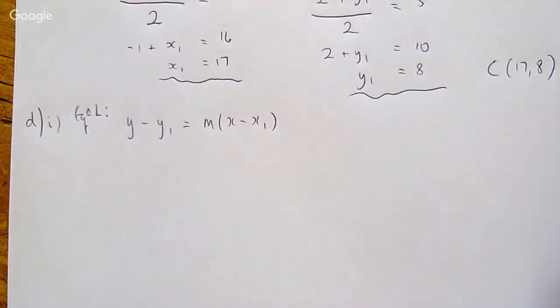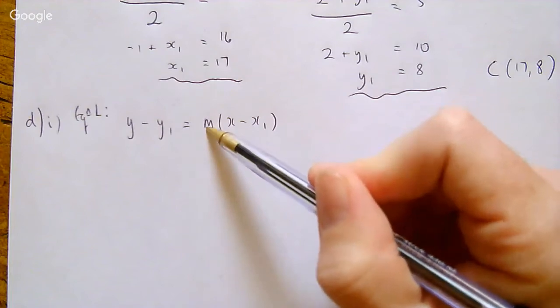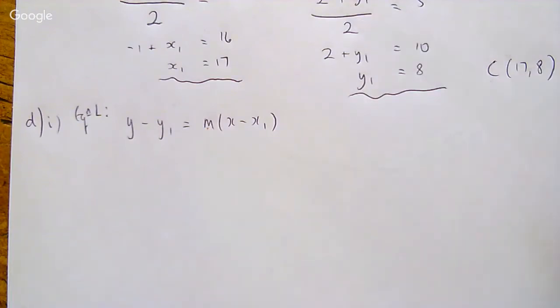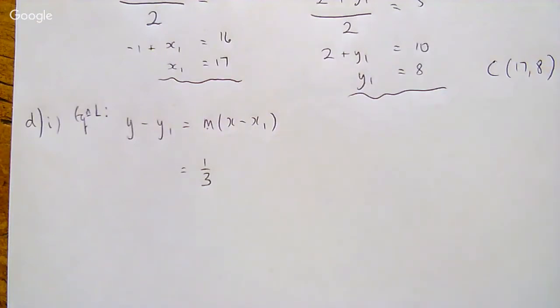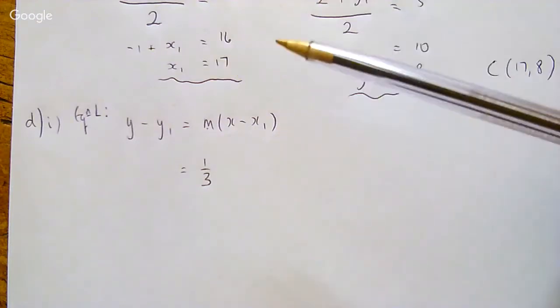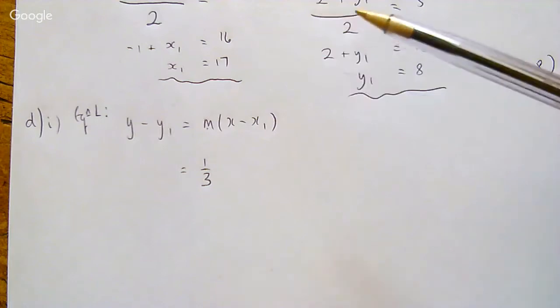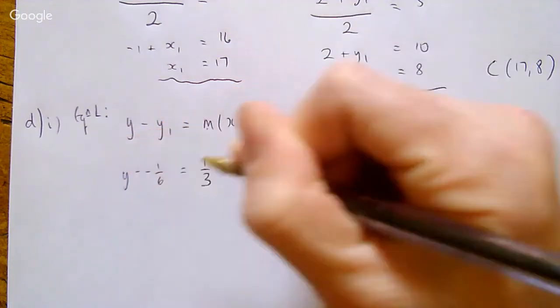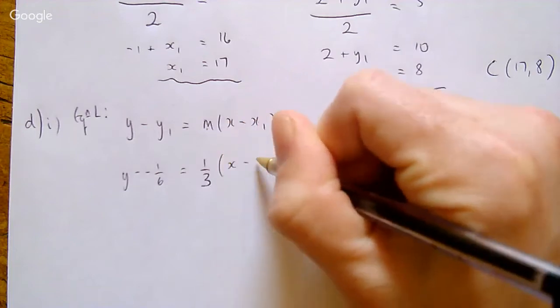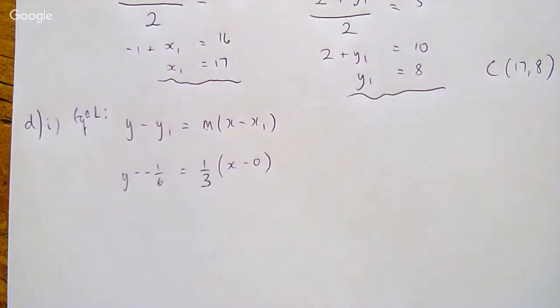Now, in terms of what we need, we need to know its gradient, which we do know because it's parallel to AB, so its gradient is the same. So I can put in a third there. And because we're told that it goes through the point (0, -1/6), I can say y minus minus 1/6, and then x minus 0 goes in there. And then I can start solving this.